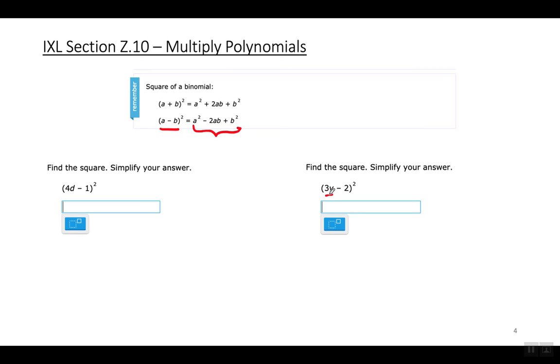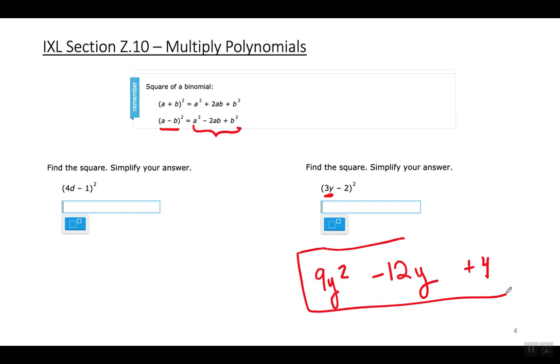So the first term is a, so I've got to square the first term, and I'm going to get 9y to the second power. B is, let's say, negative 2. So negative 2 squared is positive 4. Okay, and the middle part is going to be 2 times a times b. When you multiply 2 times a times b, you're going to get negative 12y. And that's my answer. Again, that's not difficult.